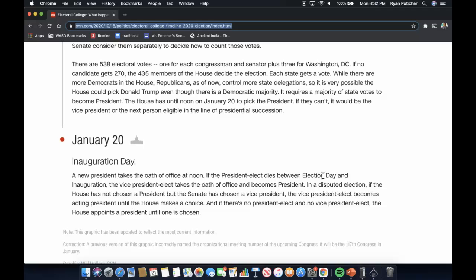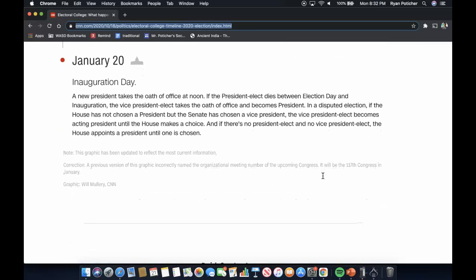January 20th, Inauguration Day. A new president takes the oath of office at noon, and if the president-elect dies between Election Day and inauguration, the vice president-elect takes the oath of office and becomes president. In a disputed election, if the House has not chosen a president, but the Senate has chosen a vice president, the vice president-elect becomes acting president until the House makes a choice. And if there's no president-elect and no vice president-elect, the House appoints a president until one is chosen.